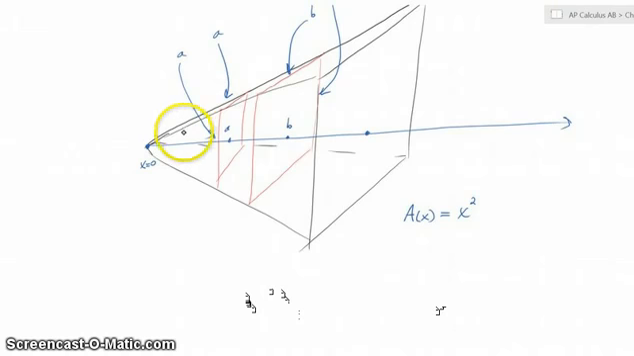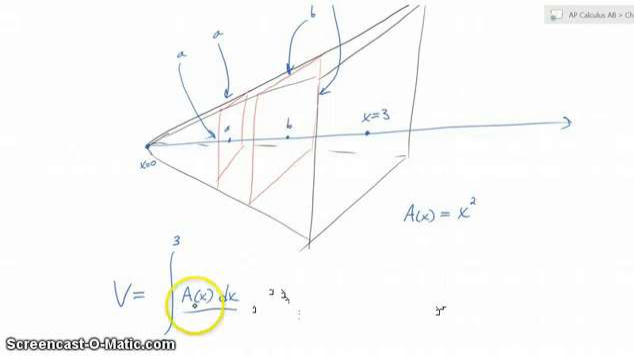So let's say that we want to go from 0 to x equals 3. So those are going to be our bounds. And so the volume is going to be equal to the integral from 0 to 3 of our function of the area of the cross-sectional slices with respect to dx. And if we sum all of these cross-sectional areas together from 0 to 3, then we'll have made the volume of the solid by adding together all of the infinitesimal little bits of area.